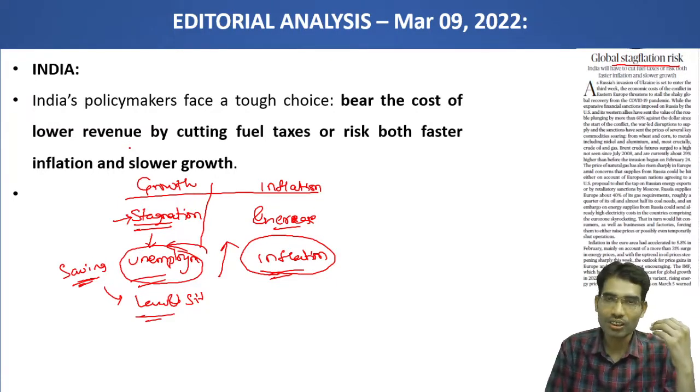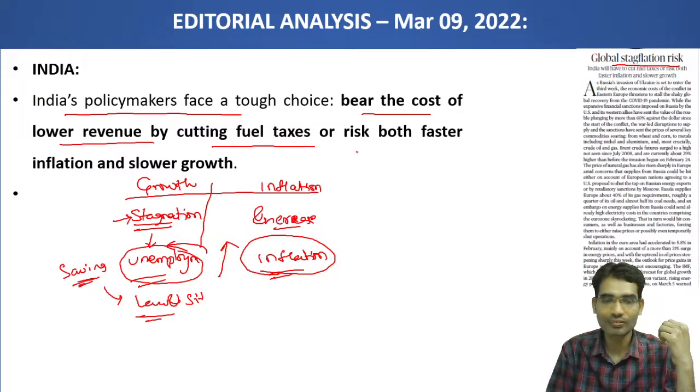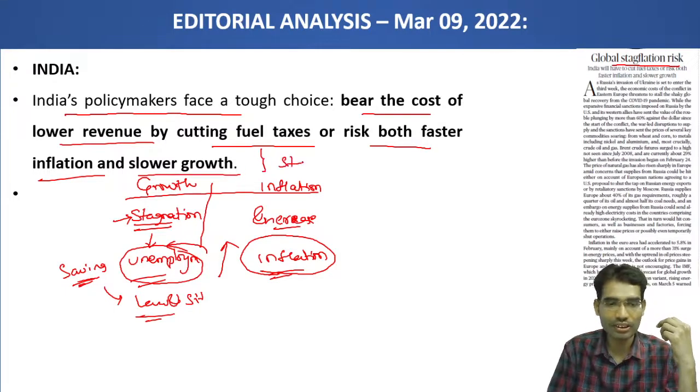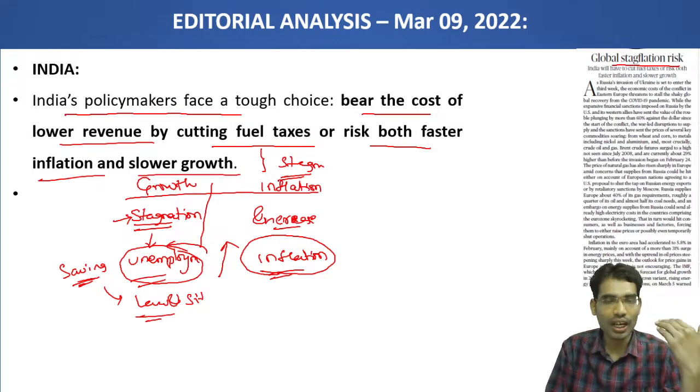Now India is also not an exception. India's policy makers face a tough choice: either bear the cost of lower revenue by cutting fuel taxes, or risk both faster inflation and slower growth. This is the situation of stagflation. On one side, prices will increase, on the other side, growth will not take place. It will lead to unemployment, more unemployment, and higher prices in the market. Then it's a dangerous condition.